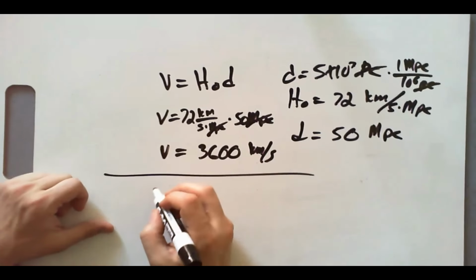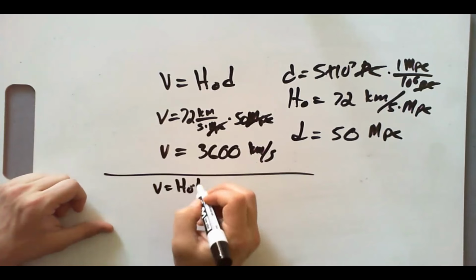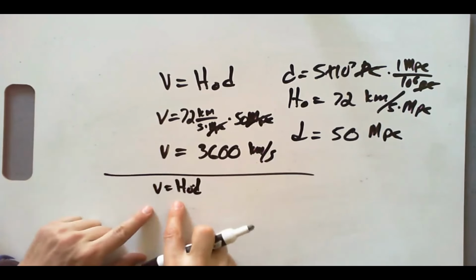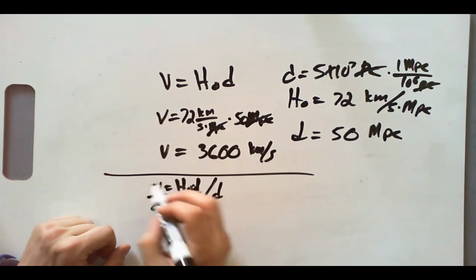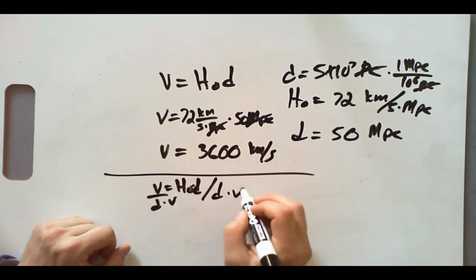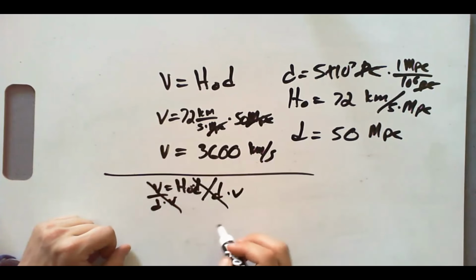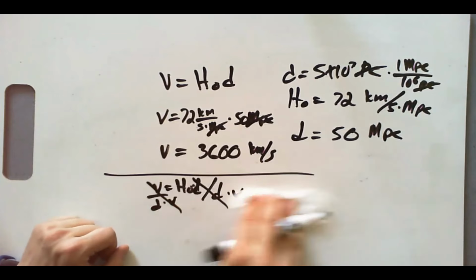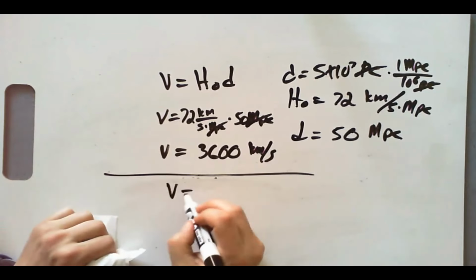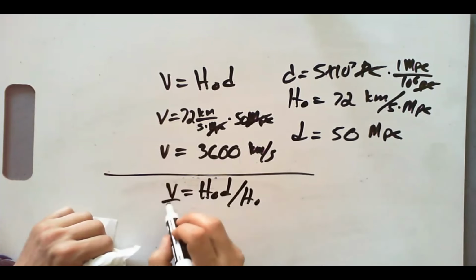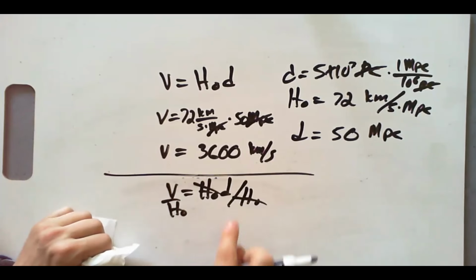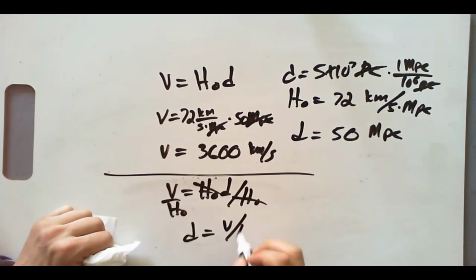So V equals H naught times D. In this case, we want distance and have velocity. So we need to divide both sides by D and divide both sides by V also. Sorry, I didn't want to do that at all. Let me start that over. V equals H naught D. We want to solve for D. All we need to do is divide both sides by H naught. That's a much better thing to do. H naughts go away, and we get D equals V over H naught.